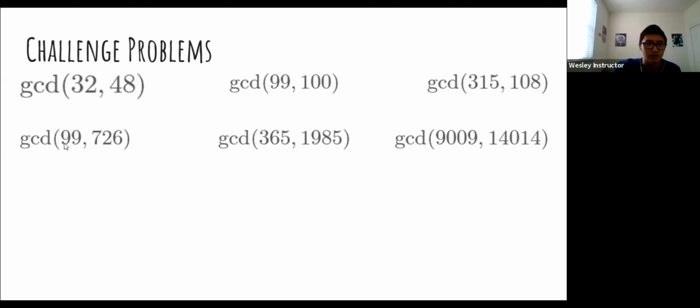And GCD of 99 and 726, the answer is 33. You know 99 can be divided by 33, and you can test if 726 can also be divided by 33.